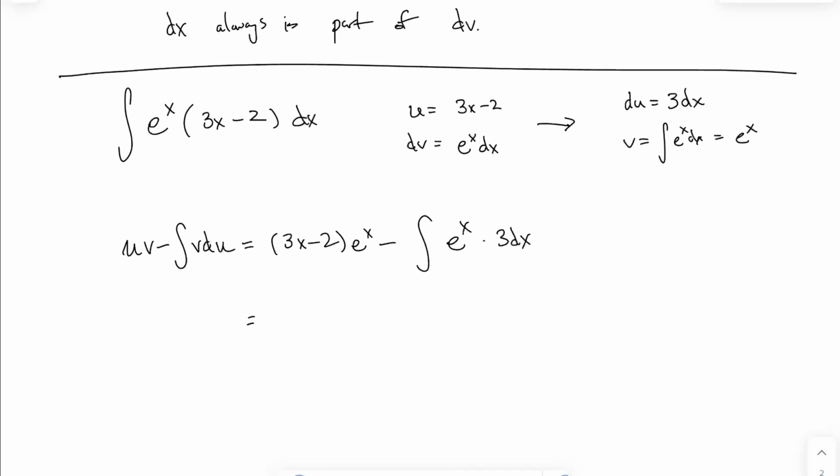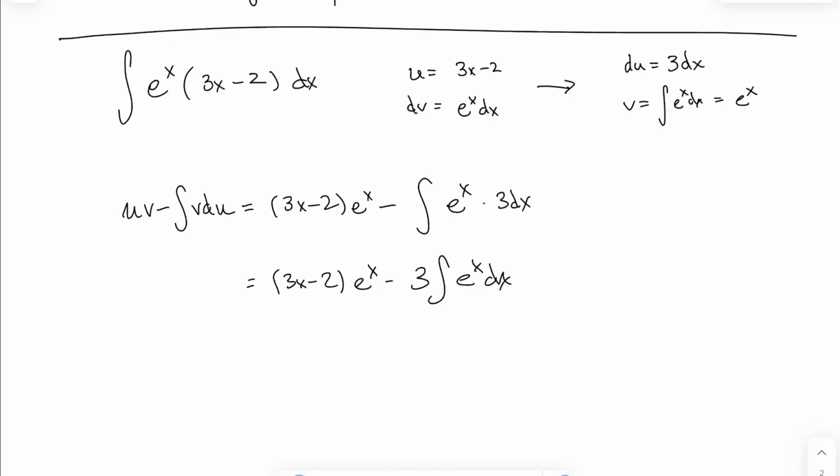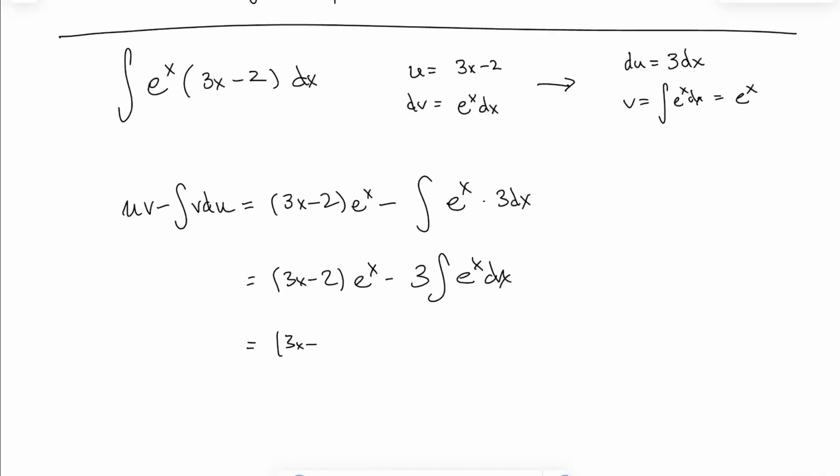So 3x minus 2 e to the x minus 3 integral e to the x dx. And then integral e to the x is just e to the x, and that'll do it. 3x minus 2 e to the x minus 3 e to the x. And I put the plus c at the end, as always. That's how we do it. Any questions about that one? This is pretty straightforward integration by parts example. Okay. I got 2 more, and then I have some for you all to try.